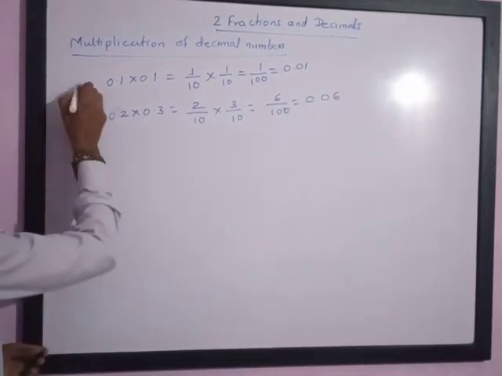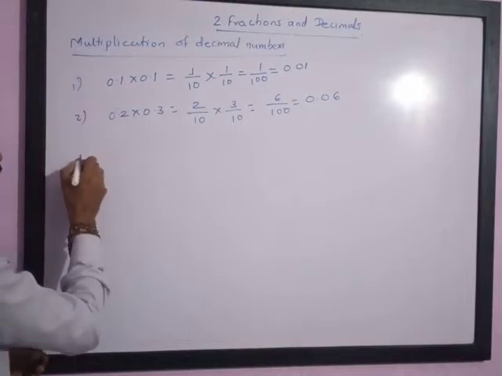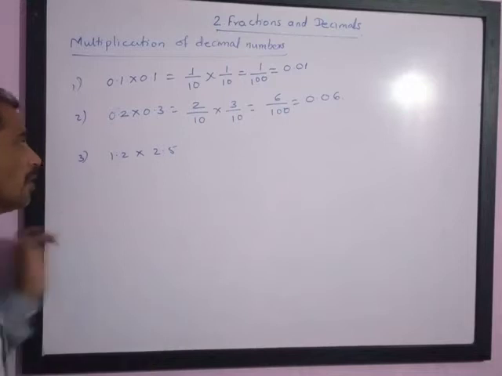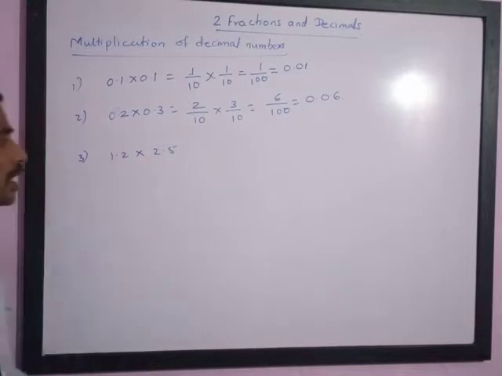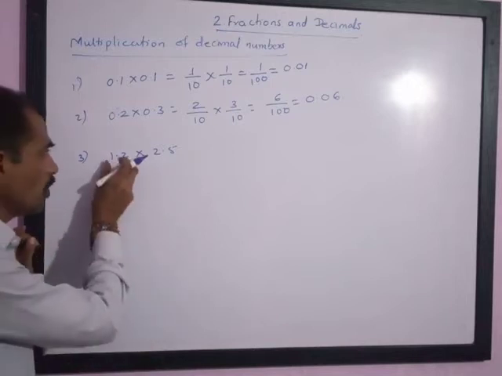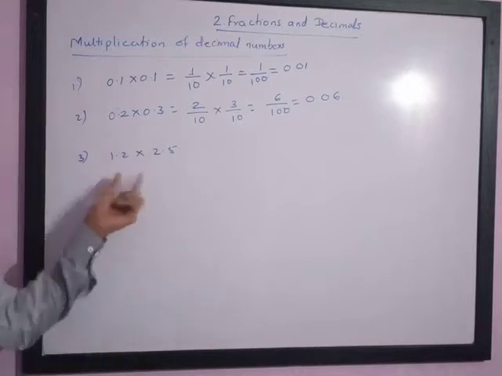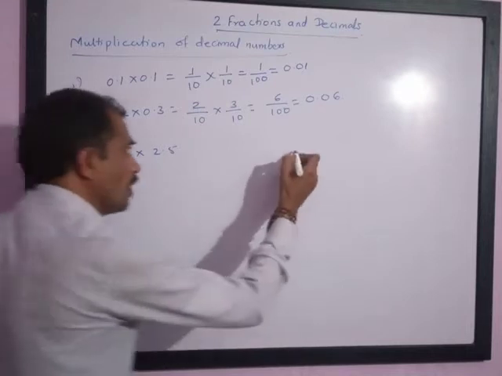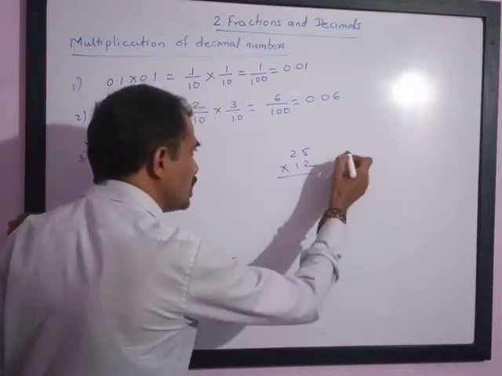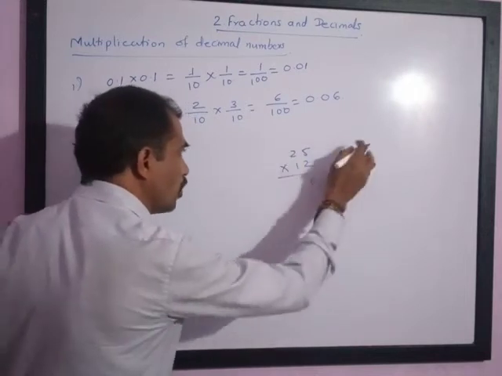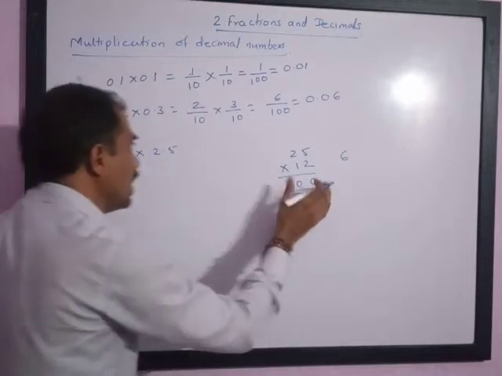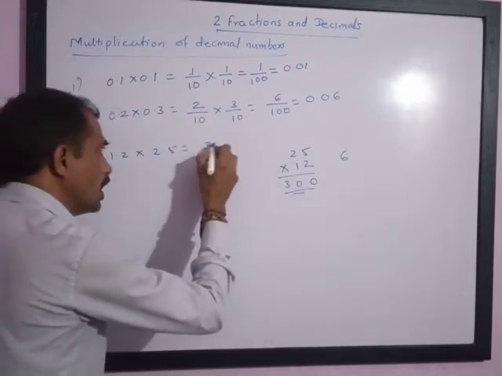Next, let us do the multiplication of 1.2 multiplied by 2.5. Now, I will tell you an easy trick to multiply this. Multiply 12 into 25 without the decimal point. So this is equal to, we know 25 into 12: 12 5s are 60, 6 carries, 12 2s are 24 plus 6 is 30. Now, 25 into 12 is 300. So this is equal to 300.